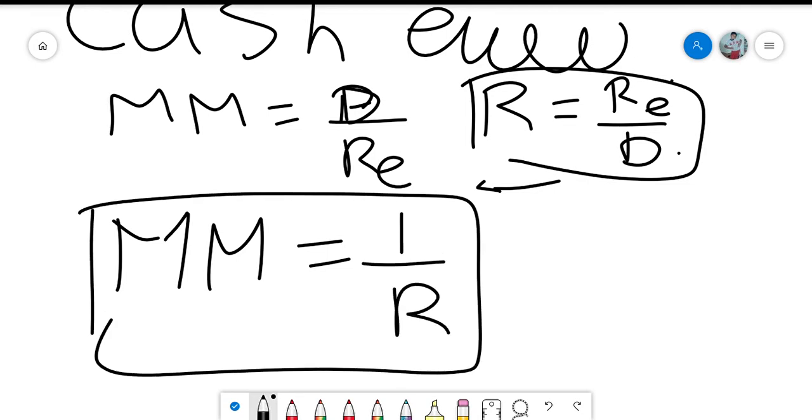This is going to be important because there are a lot of questions where you might have to manipulate them, figure them out, and you'll have to use this: money multiplier equals 1 over R. But if you ever forget, just remember this.